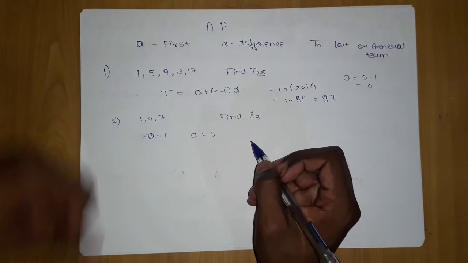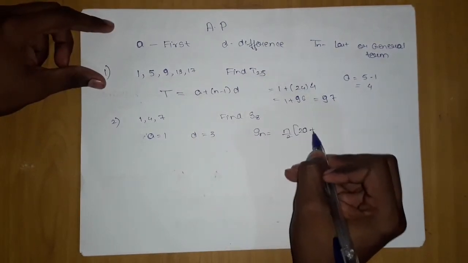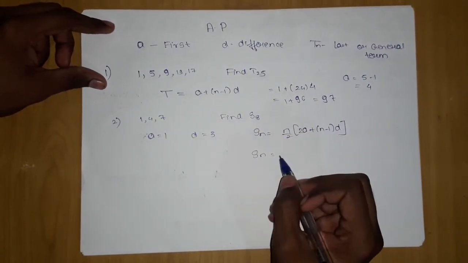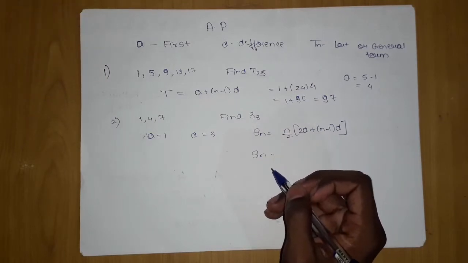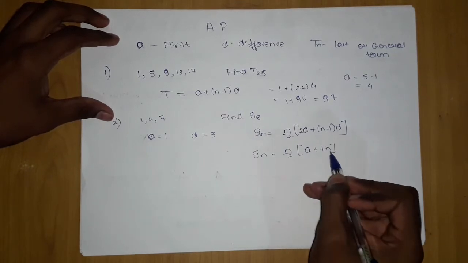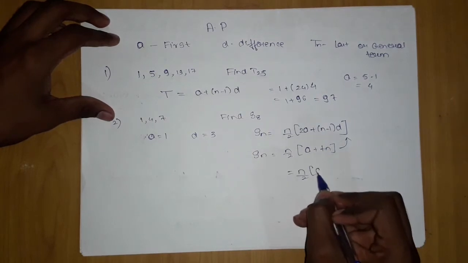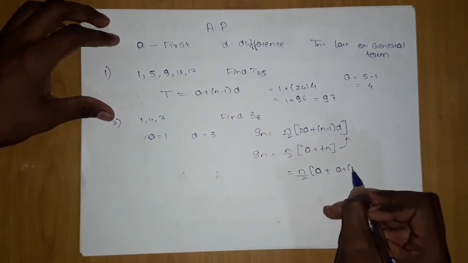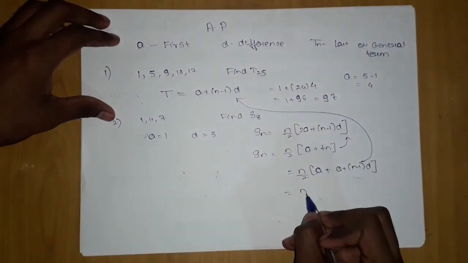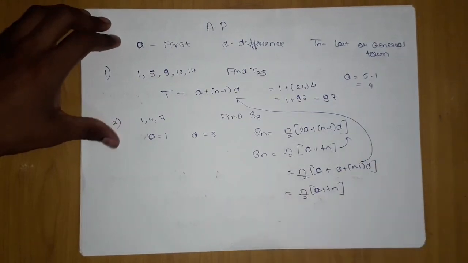Now Sn has two formulas: n by 2 bracket 2a plus bracket n minus 1 into d, and the other formula is Sn equals n by 2 bracket a plus Tn. How did I get this formula? This is just a modification of the first. Just see this: n by 2, I will keep one a here, and this a plus (n minus 1) into d, if you remember, is Tn. So I can write it as n by 2 (a plus Tn). These two things are important.